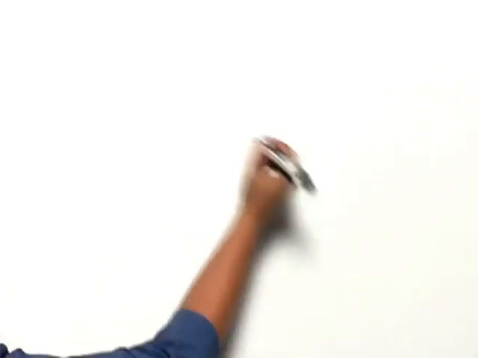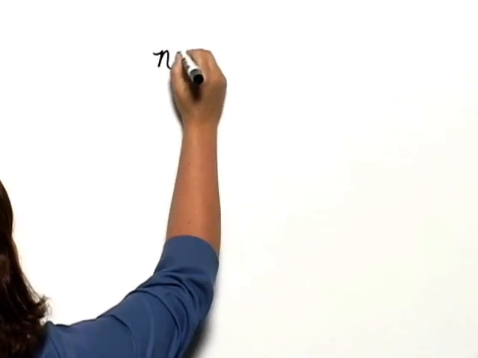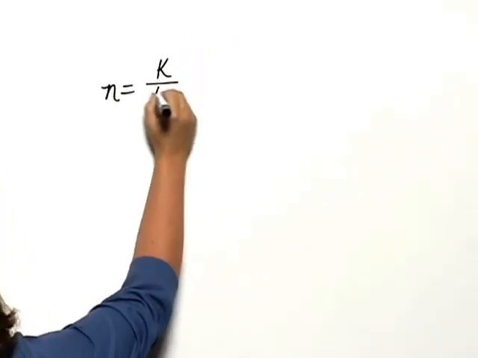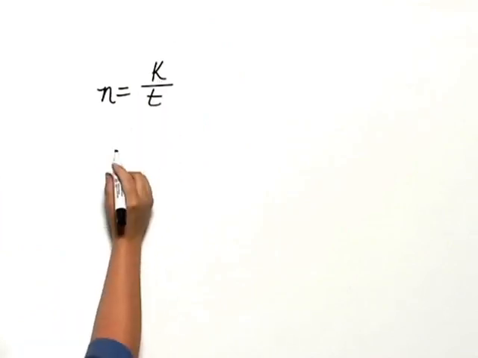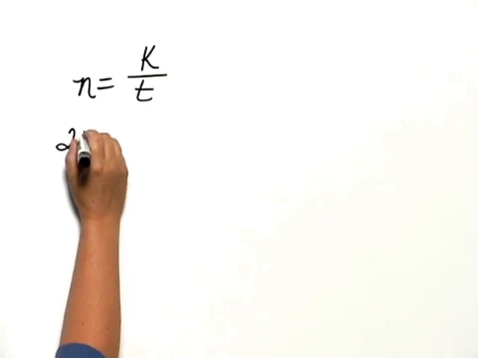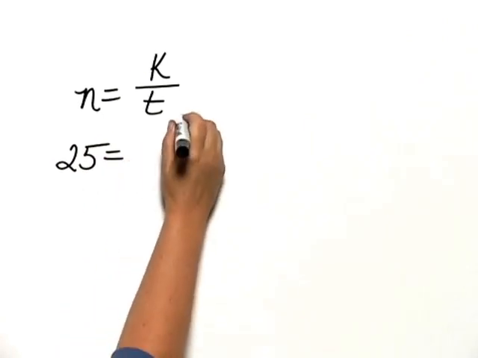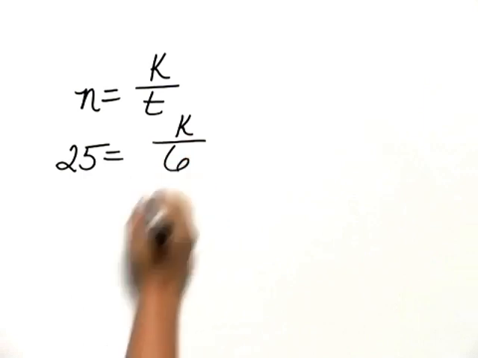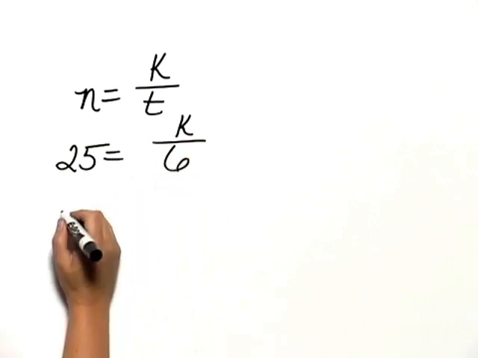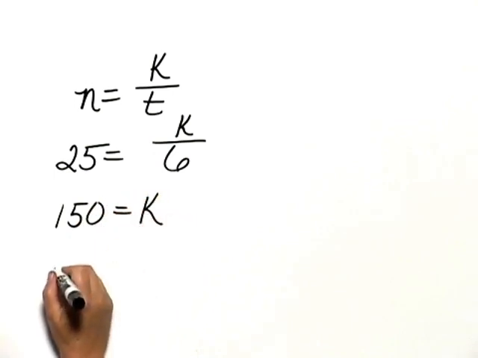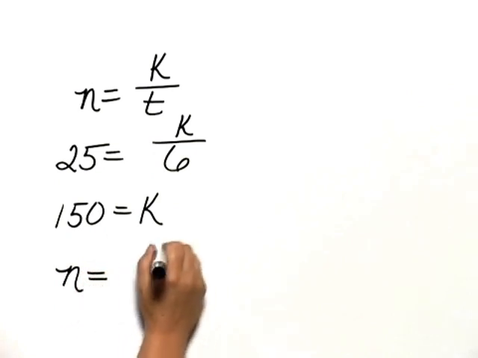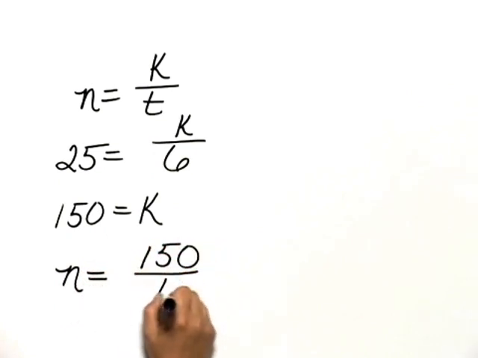To solve this problem, we first need to remember what inverse variation means. It means that we have a relationship of the form N equals K over T. Now we know something about this. We know that 25 workers can clean the stadium in 6 hours. So we can use that to find K. We substitute 25 for N and 6 for T. That's 25 equals K over 6. Multiplying both sides by 6, we get 150 equals K. Now that tells us that we have an equation of variation, N equals 150 over T.